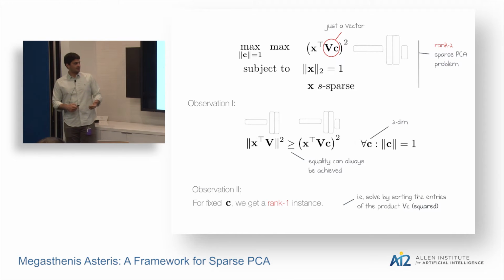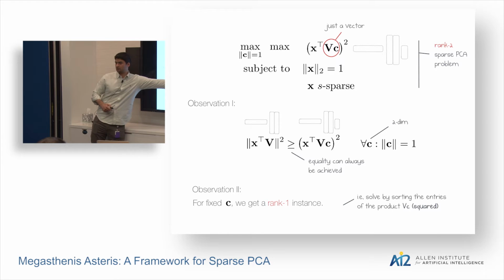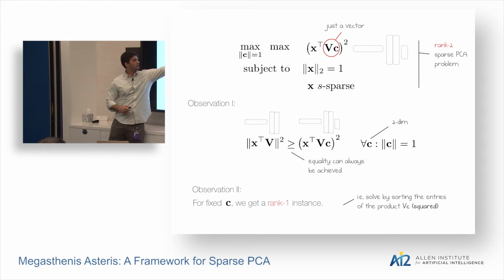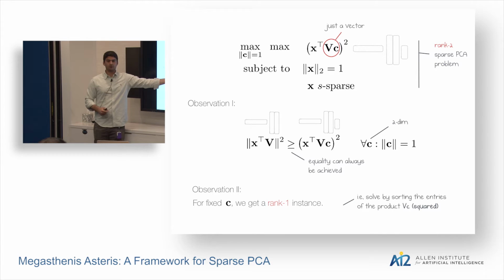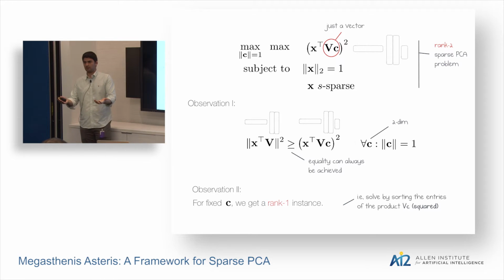So the second observation is that if I fix this vector C now, okay, the inner product VC becomes a vector. So essentially, the objective function is now a rank 1 problem, which we know how to solve. Agree? And of course, what I have done is, by introducing this auxiliary variable C, I'm just rewriting my problem as a double maximization now with respect to x, the sparse vector that I was looking for, and this new auxiliary variable C, which is just a unit norm vector, and it's also low dimensional. It lies in 2 dimensions. Okay?